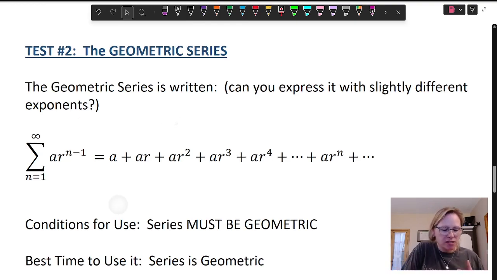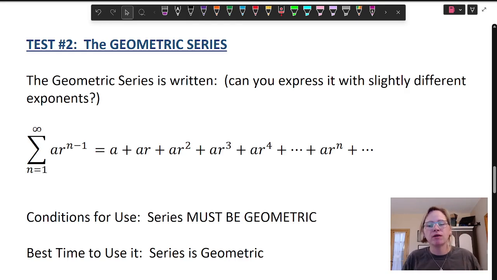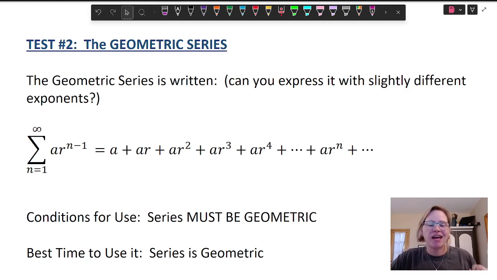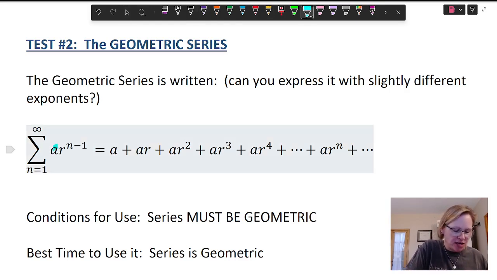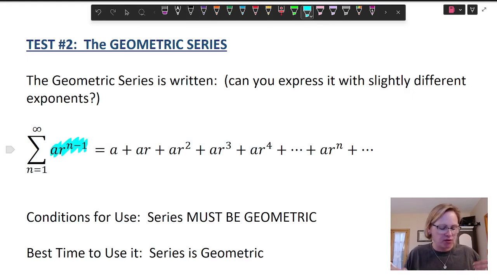So one of those tests that we really need to know, and probably one of the most important tests for infinite series, is identifying and using the geometric series test. A geometric series is a very specific type of series, and it has to look kind of like this rule here in our sigma notation. The way we sometimes learn it when we're first learning about geometric series is we identify what A is, and we see r to the n minus 1.